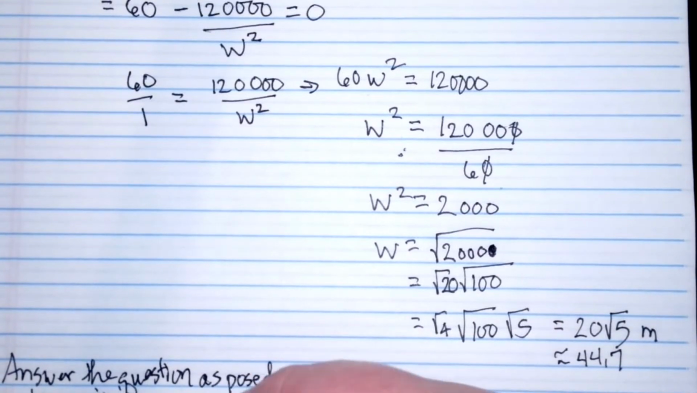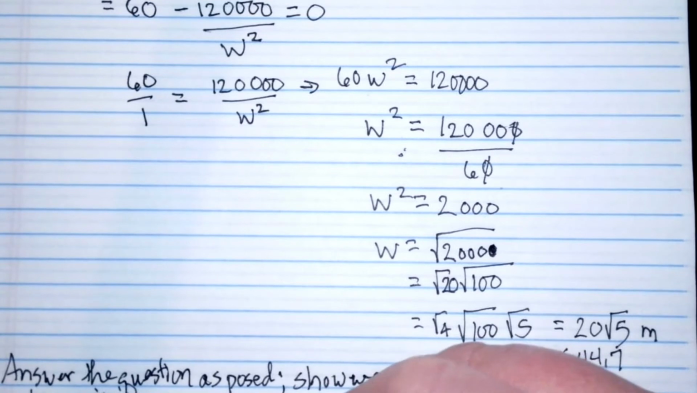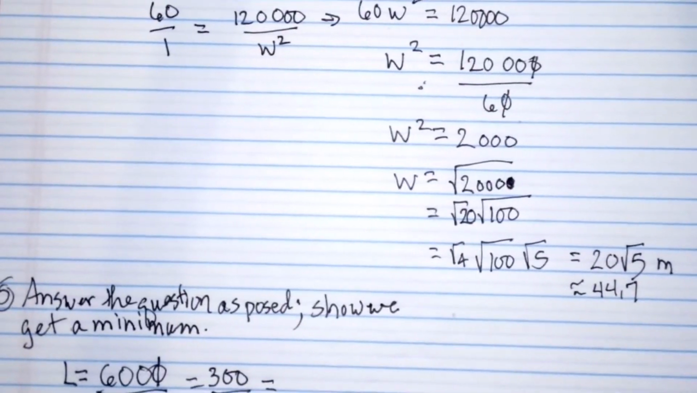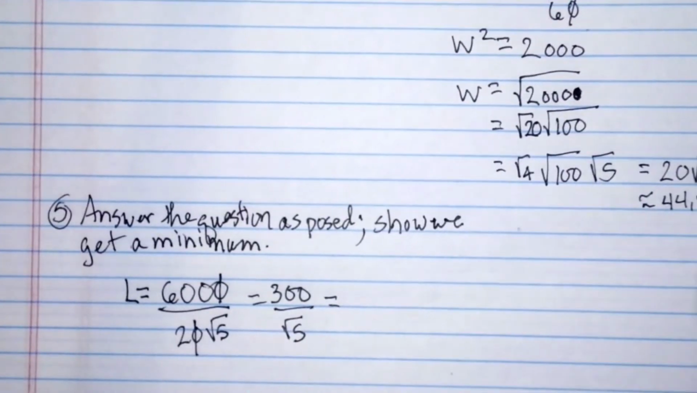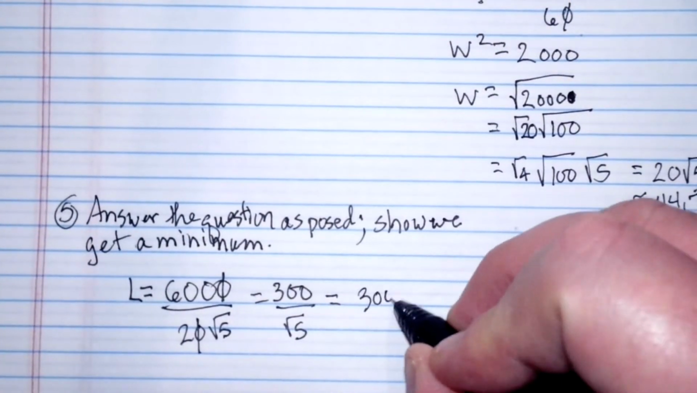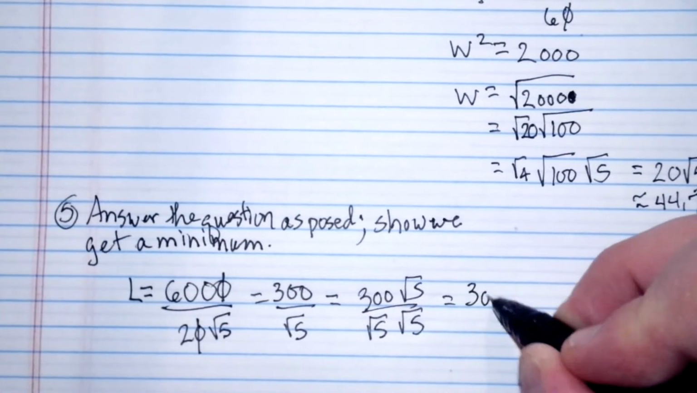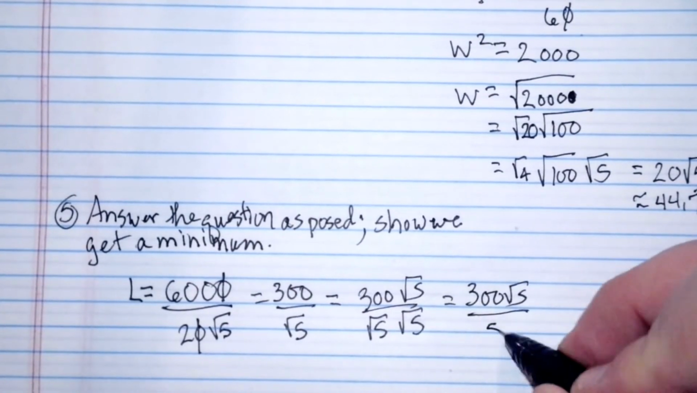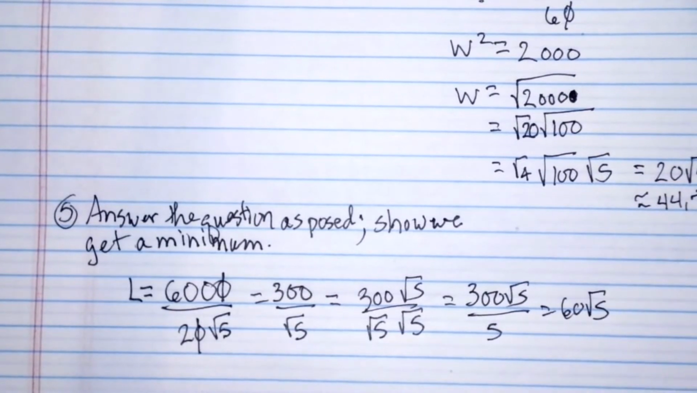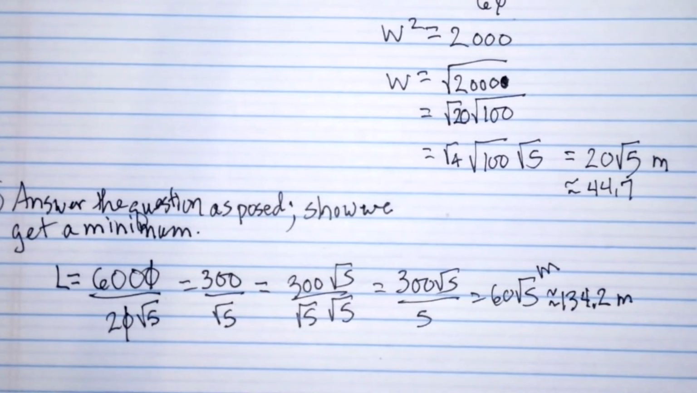And let's see, we can take out a common factor of 10, and I believe that's going to be 300 over the square root of 5. And let's rationalize that denominator. That's 300 times the square root of 5 over 5, which is 60 times the square root of 5, which sounds like it's 3 times what we have up here. So we get about 134.2 meters for the length.